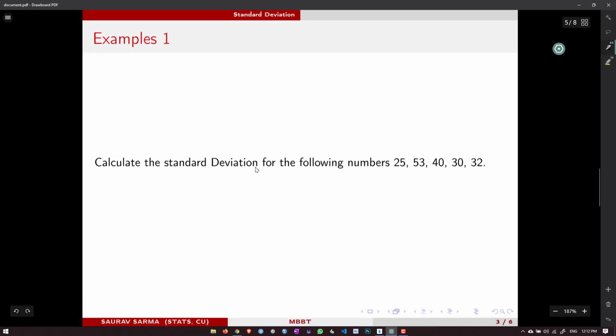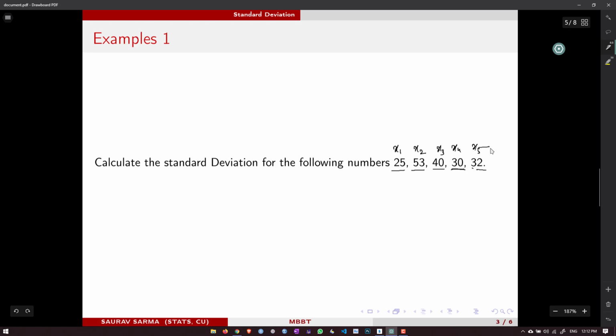So let's try some examples. The first example is very simple. We have 5 numbers: 25, 53, 40, 32 and 30, and we are supposed to find the standard deviation of this particular data, right? So this is your x1, this is your x2, this is your x3, this is your x4 and this is your x5.